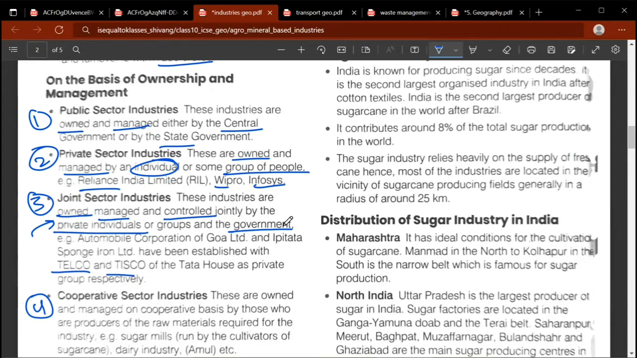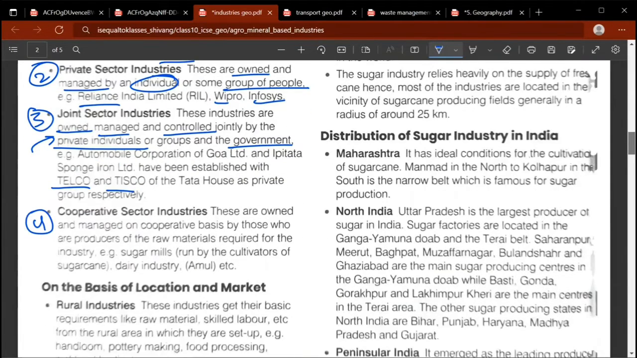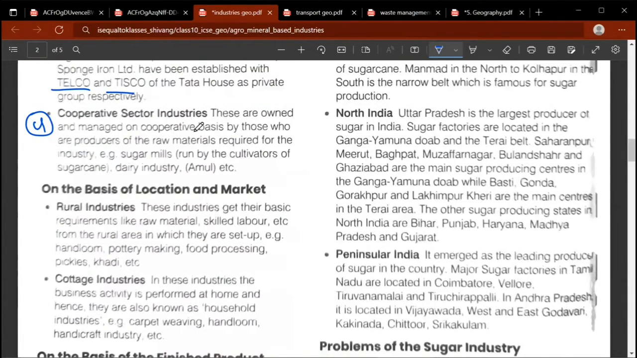And then finally, cooperative sector industries. These are owned and managed on a cooperative basis by those who are producers of the raw material required for the industry. Example, sugar mills, dairy industry, Amul, etc.